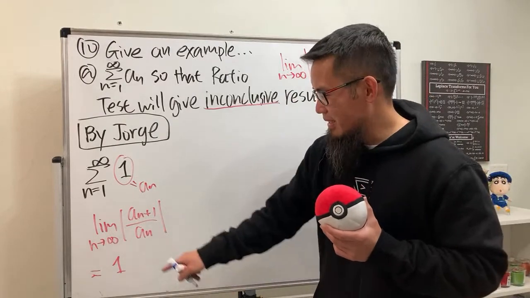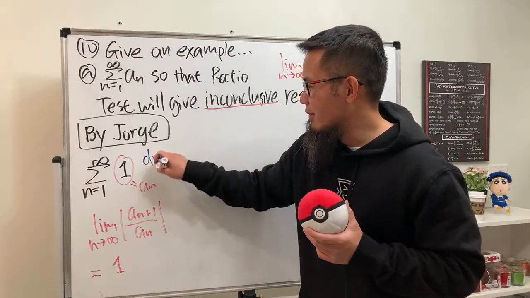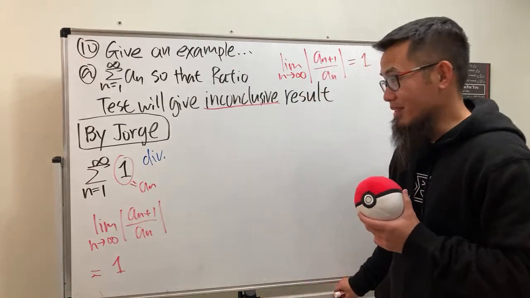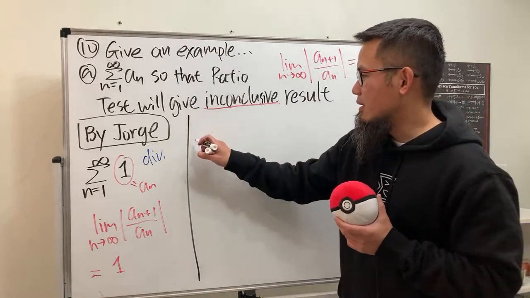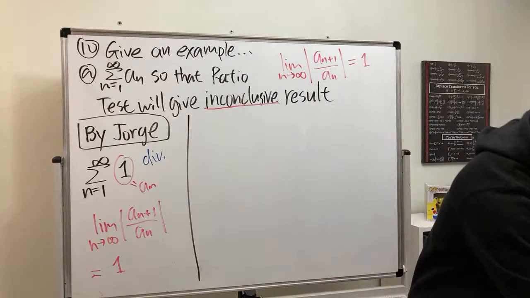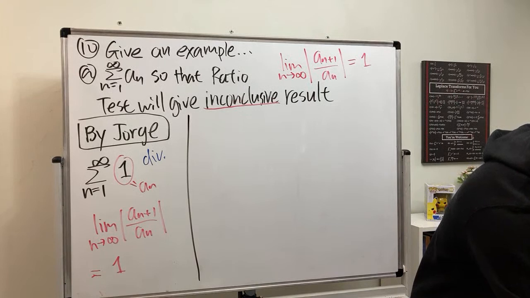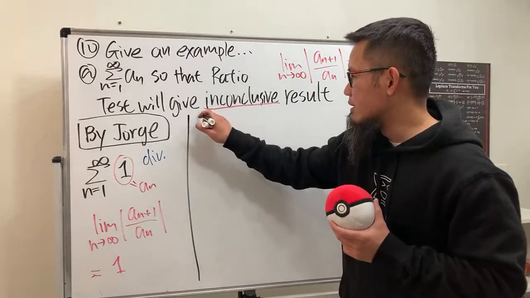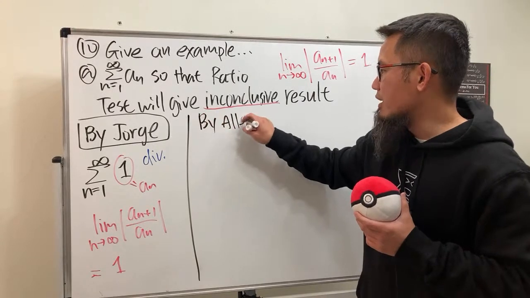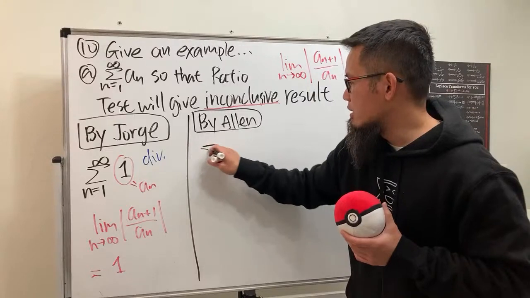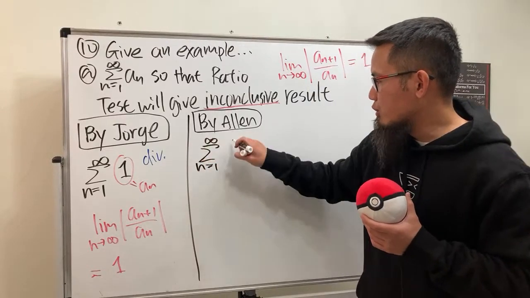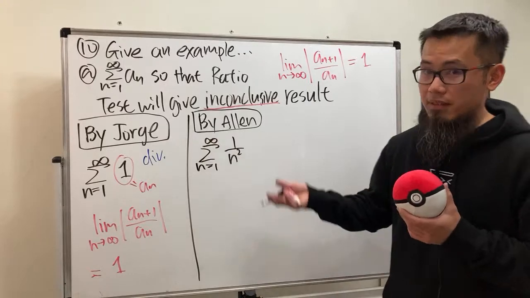you see, we get 1, and this thing right here obviously diverges, because it's always adding 1. But let's see more examples. Let me look back at the chat to see the first person who gave it. Okay, this is by Alan. And this is actually one of the answers that I have in mind. In fact, any p-series will work. So this is by Alan.